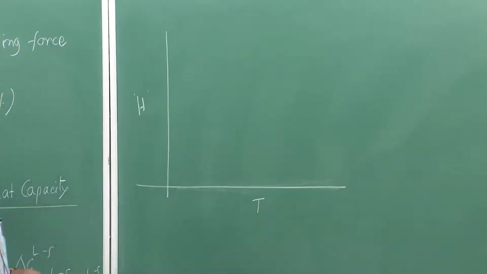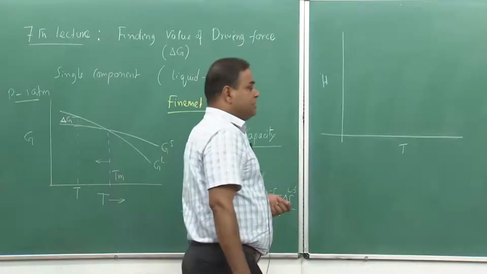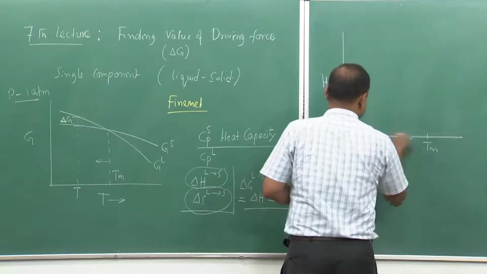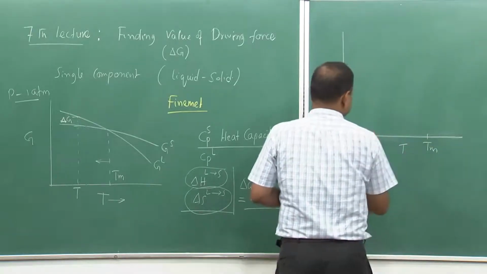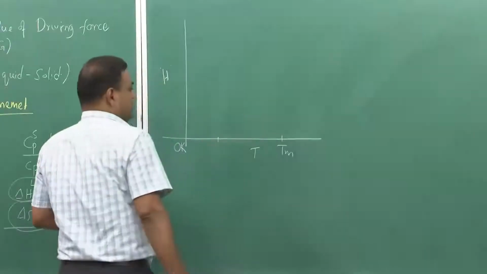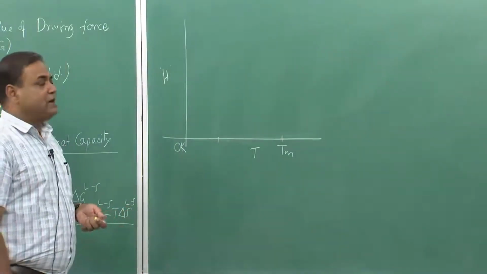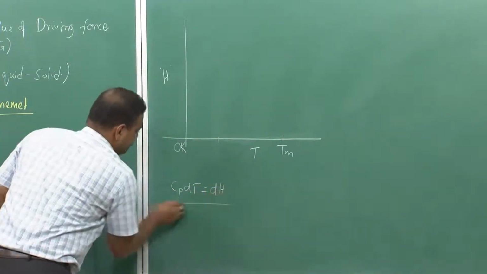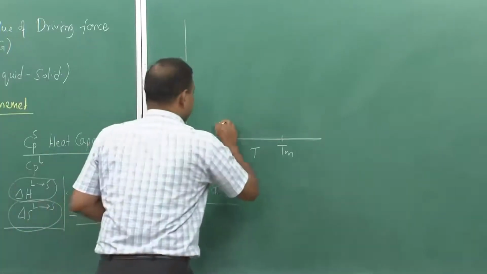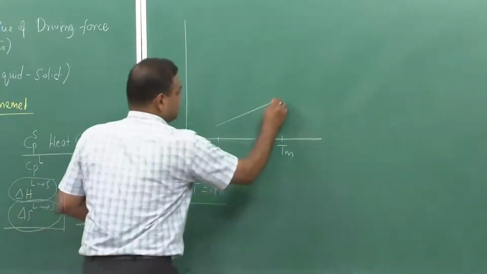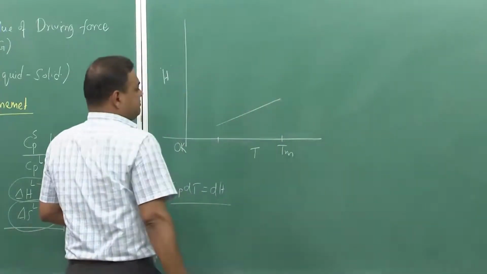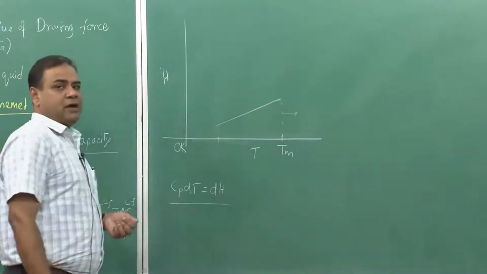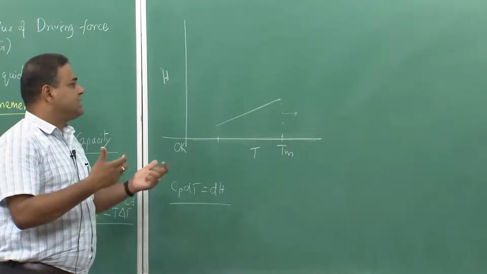Now, let us see as a function of temperature the enthalpy value for solid and liquid. Let us say this is my Tm, and this is 0 K. At a temperature less than Tm I can easily find out the Cp of solid, and accordingly I can find out the integral of Cp dT, which equals the enthalpy H. So now there I can have the H plot.